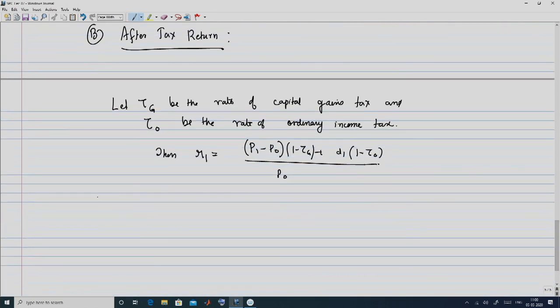Okay, and the last thing that I want to talk about is discrete and continuously compounded rate.